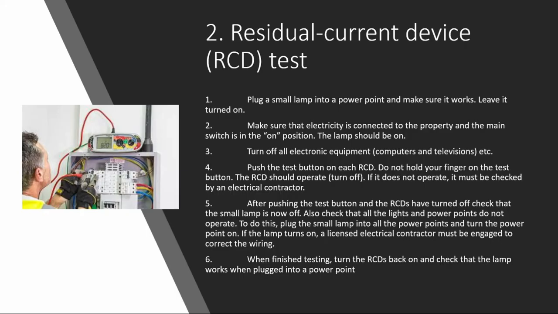Residual current device (RCD) test. There are 6 steps. First, plug a small lamp into a power point and make sure it works. Second, make sure the electricity is connected properly. Third, turn off all electronic equipment. Then, push the test button. After pushing the test button, the RCD should turn off. Check the small lamp is now off. When finished testing, turn the RCD back on and check that the lamp works when plugged into the power point.